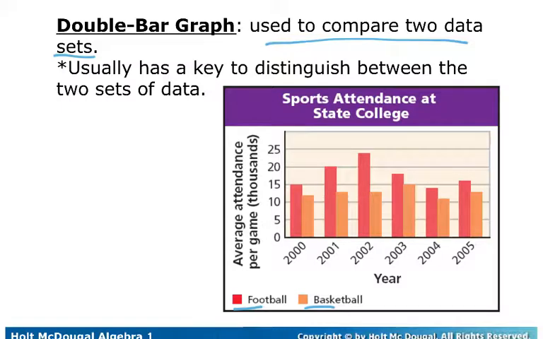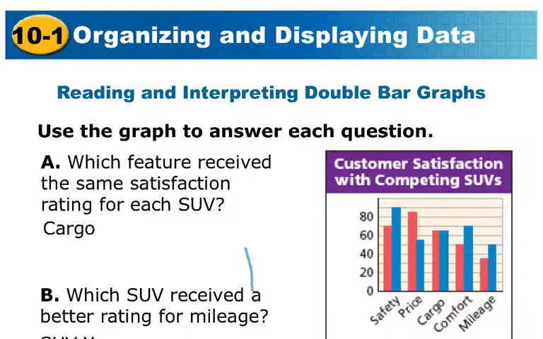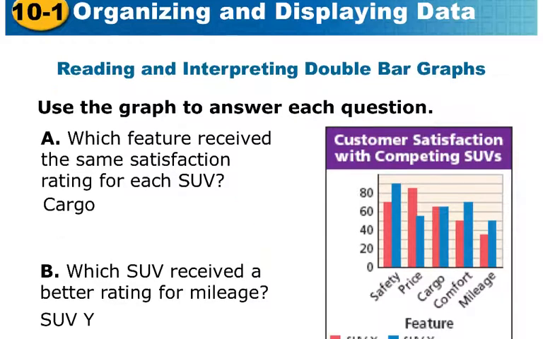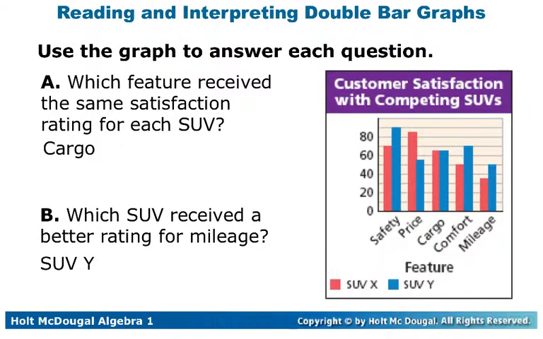So basically here we're talking about average attendance per game. Notice they put it in thousands so that these numbers are a little easier to interpret. That's nice. So this really means 5,000 and 10,000 attendees. And it's for apparently state college football and basketball attendance. Alright, so we're going to use this next graph to answer each question.